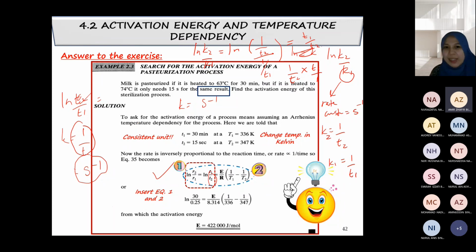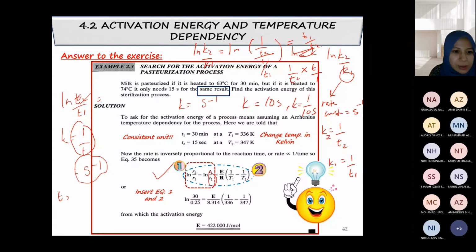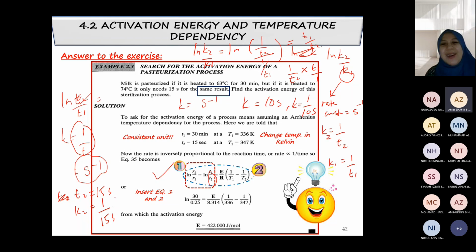So you kena ingat tau, K sebenarnya is not equal to 10 second. Unit dia, contoh K actually is equal to 1 over 10 second. Ataupun contohnya T2 dia berikan adalah 15 second, so K2 adalah 1 over 15 second. Okay, faham? Faham, doktor. Alright.